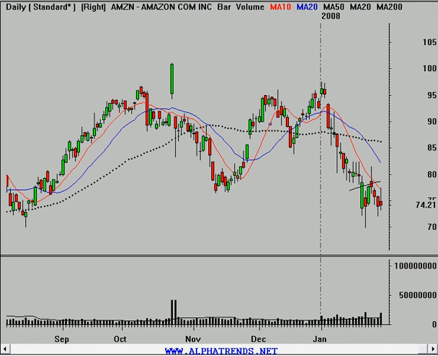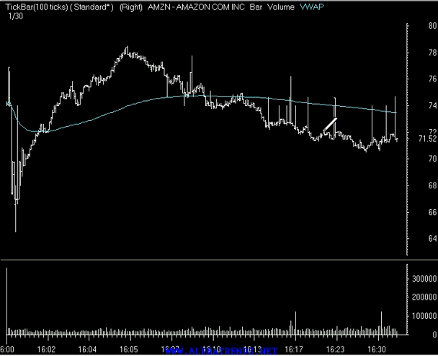The Amazon earnings have been reported, and the stock's been trading for about a half hour now. We'll take a look at the intraday or after the close action here on this tick chart. You can see that each one of these bars represents 100 ticks. A tick basically being the stock price moved up or down.